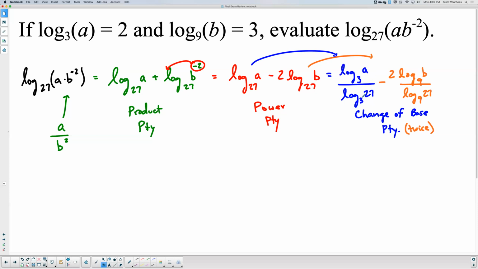Okay, so what can I do from this? Well, picking back up, different color here. I can start evaluating. I know log base 3 of A is 2.